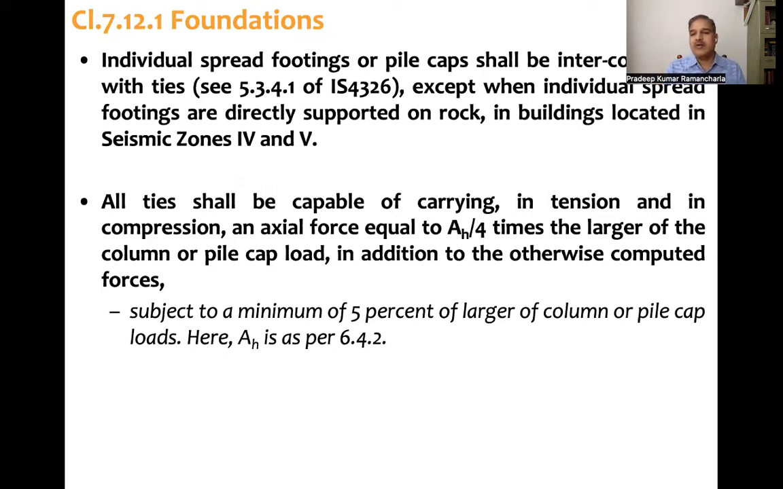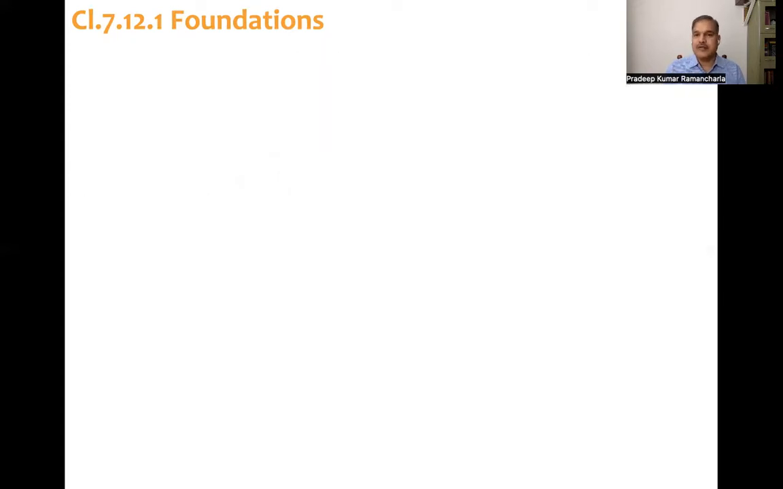That means whatever load is coming on the pile cap, the highest load coming on the pile cap, multiplied by 25% of base shear coefficient. And it is also bound by a minimum of 5% of the larger column or pile cap load. So that means AH by 4 or 5%, whichever is higher. The code is suggesting whichever is higher. This is in addition to whatever force is coming in that tie beam, whether it is compression or tension. In addition to that, we have to add this force.